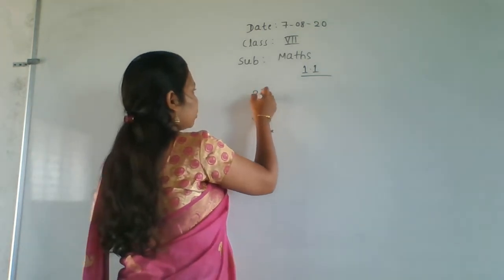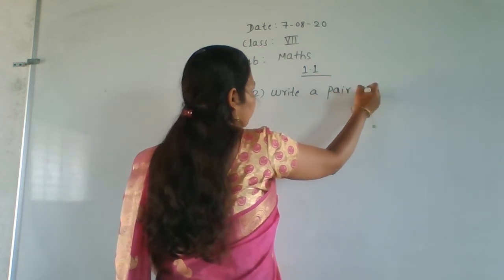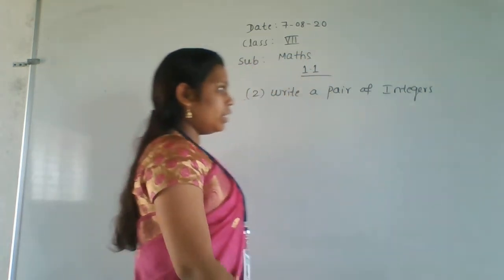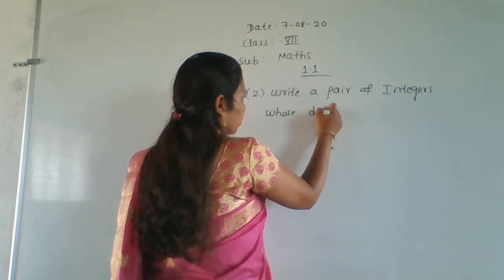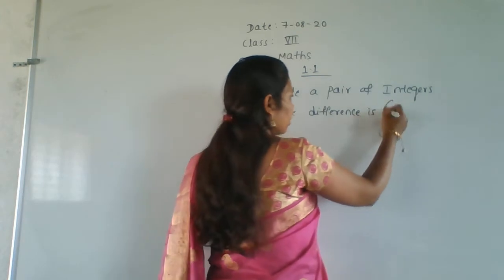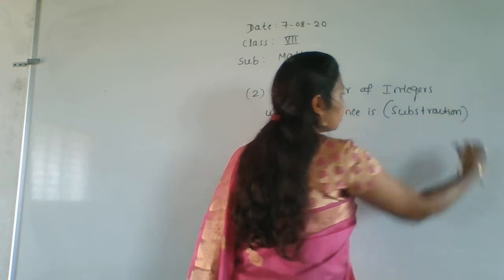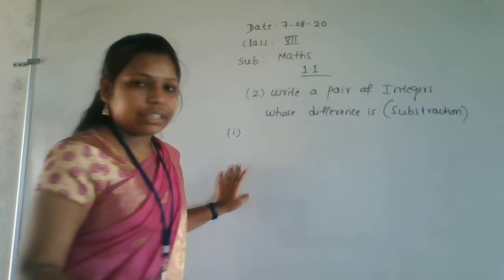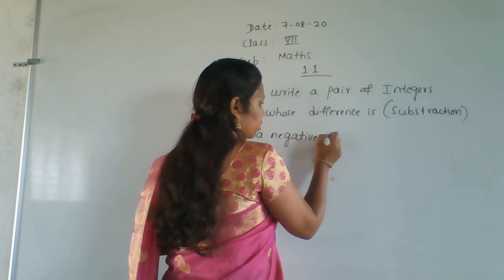Write a pair of integers whose difference is. Whose difference is nothing but what here? It is a subtraction. Difference is nothing but a subtraction. The first thing they have given here is a negative integer.